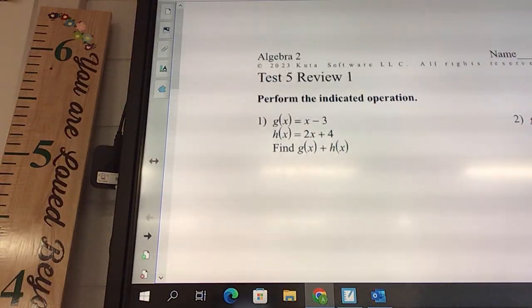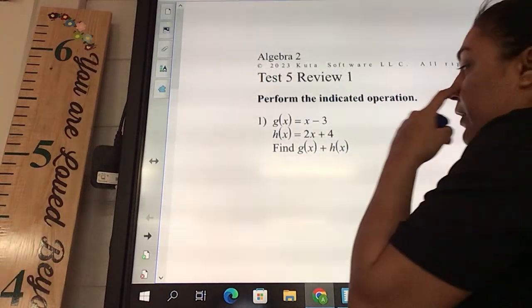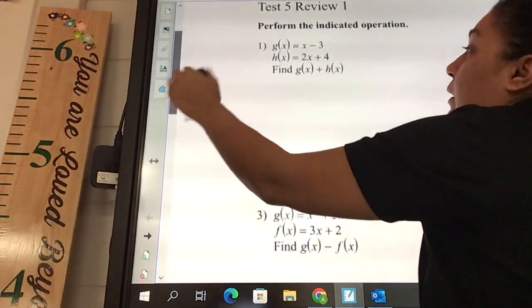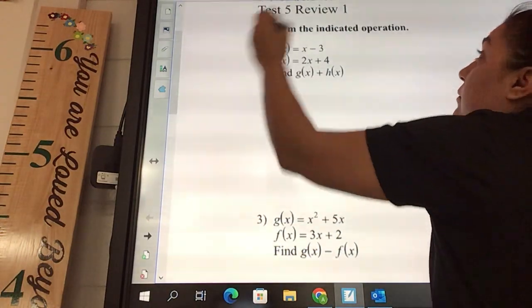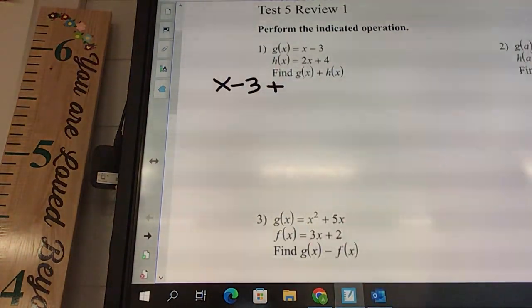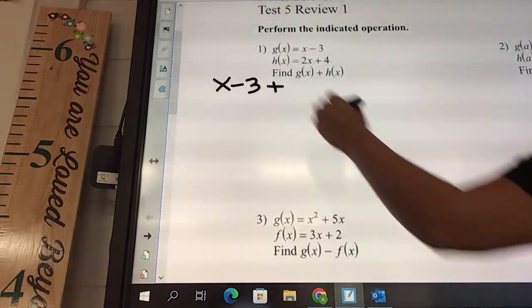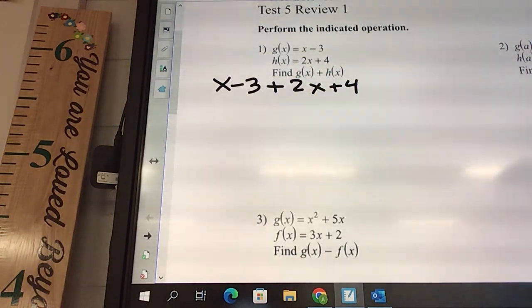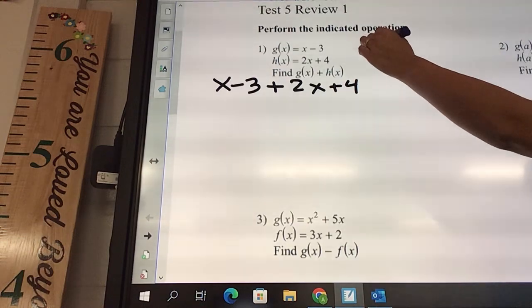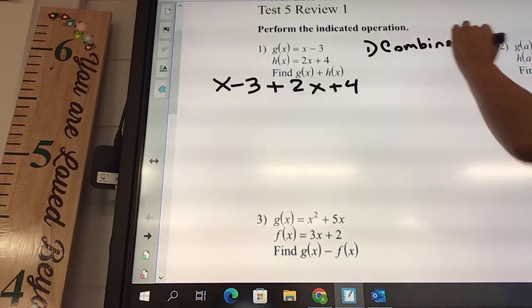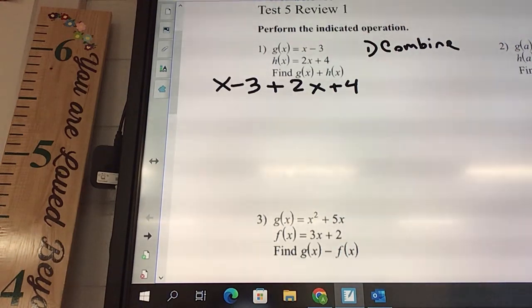f of g, or f of h, and we're saying g plus h. So what is my g function? x minus 3. x minus 3 plus the h function, 2x plus 4. Okay? So we're going to write it out, and then you need to combine like terms. Okay? And then it will be finished.